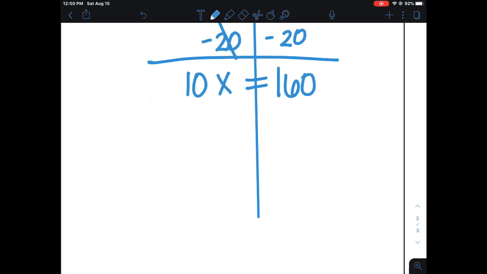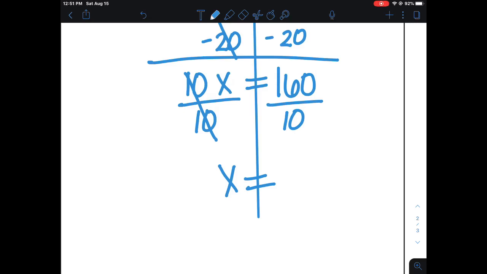Right now I have 10x. What's the opposite of 10x? This is 10 times x. What's the opposite of multiplication? It's division. So I'm going to divide by 10 on both sides. 10 divided by 10 is 1. That's what I want. I'm left with x equals 160 divided by 10, which is 16. And that is my answer.